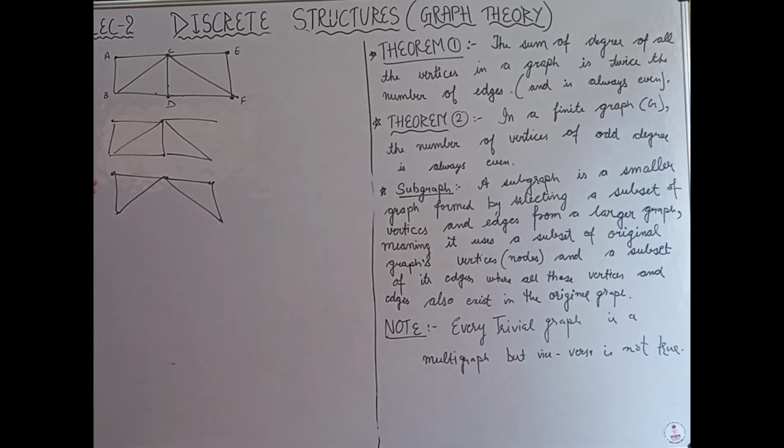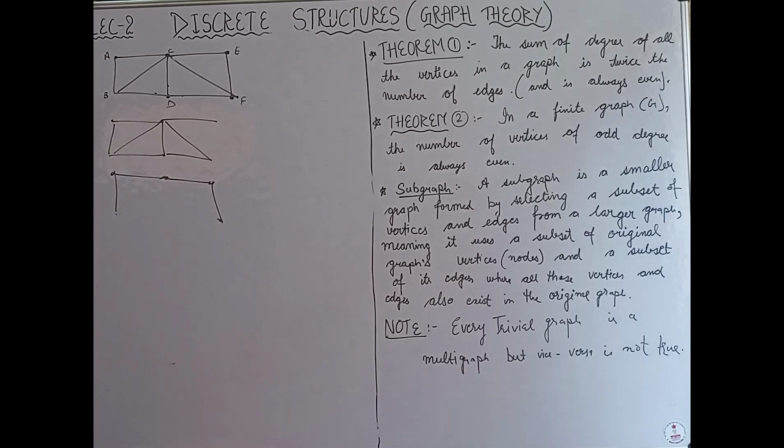So we can remove as many edges from the graph. Suppose I also remove the CF edge. So this also becomes a subgraph. If I remove CB also, then this also becomes a subgraph. So in this way, we can make as many subgraphs as we want by removing as many edges and vertices from the graph.